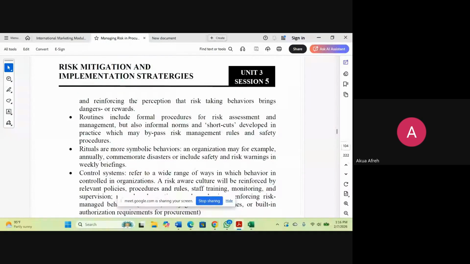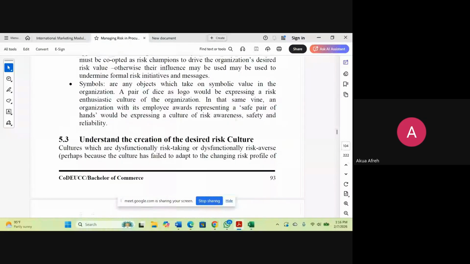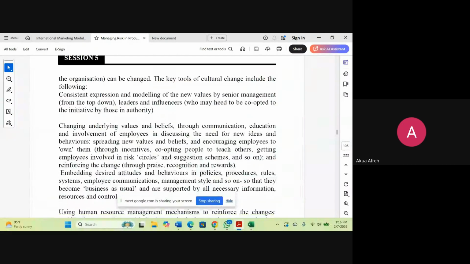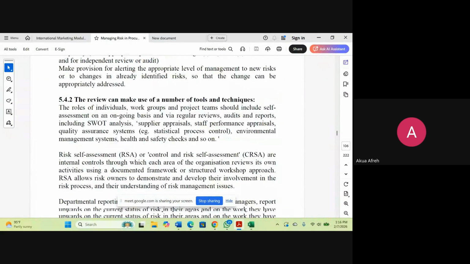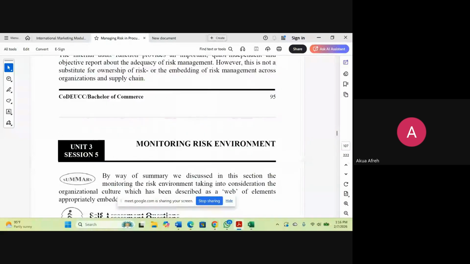I'm looking for something. Looking for. Okay, it's not. Okay.